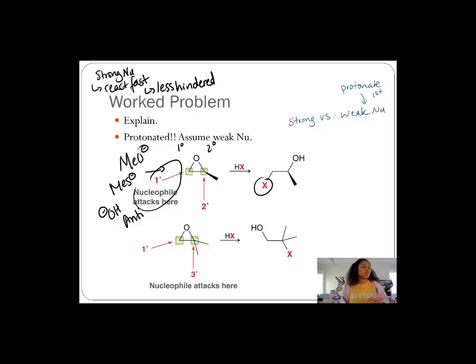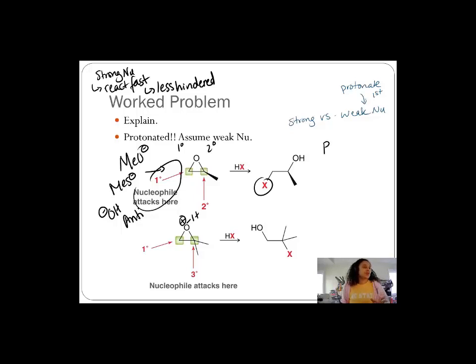If you have a tertiary versus a primary, something interesting happens. And when your nucleophile attacks in the presence of an acid in this case, the first step is the acid protonates this, so this becomes a good leaving group. So then it's not as much of an issue of whether or not you have less sterically hindered or not when it comes to protonation.